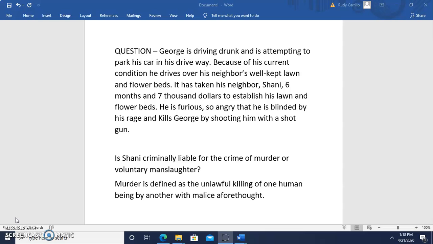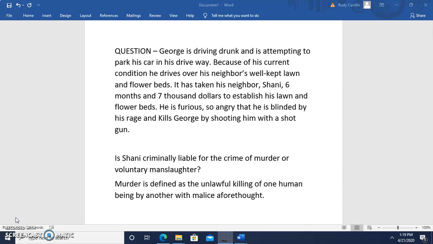All right. So the first thing we're going to do is approach the murder question first, and then we'll go to the voluntary manslaughter question. That is the easiest way to do this. You can't just go right to the manslaughter question because you're going to end up talking about the murder anyway. So it gets very confusing if you do it that way. The better way is to start with murder, walk through the murder process, come to a conclusion, and then ask the question about manslaughter.